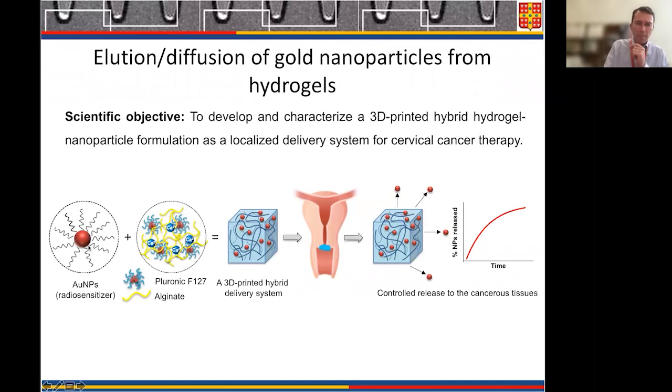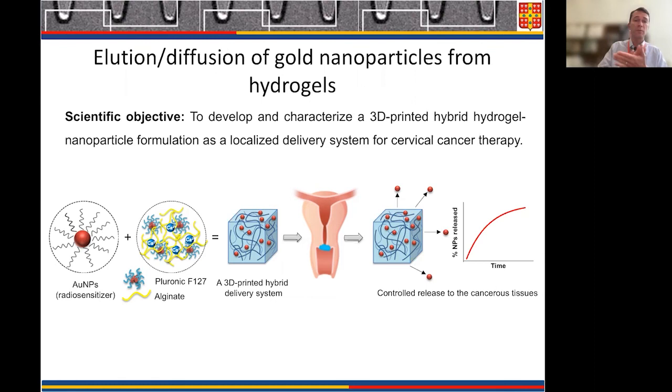So in this project, we synthesize ultra-small gold nanoparticles. We mix the gold nanoparticles with pluronic and alginate. Pluronic is a biocompatible polymer that has the capacity to dissolve fast, while alginate is a polymer that keeps its integrity for a longer period of time. And we want to have a hydrogel that slowly releases gold nanoparticles on the wall of the vagina for a period of about 3 or 4 days. Why this window? Because we want to match this gold nanoparticles elution kinetics with brachytherapy treatments or with radiotherapy treatments.